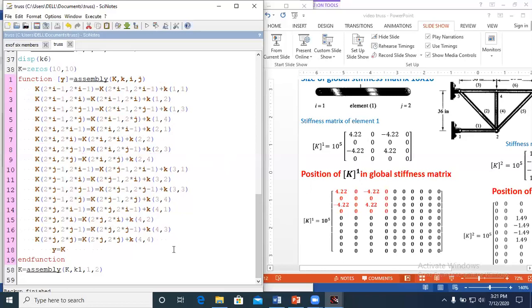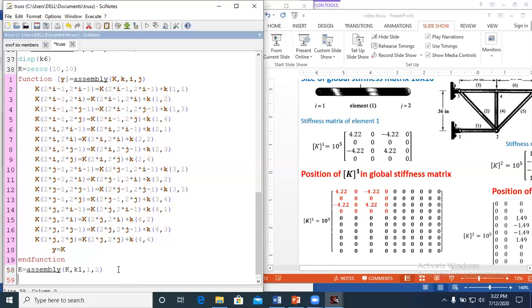When we call this function for k1, the element stiffness matrix of the first element is placed at its appropriate location in the global stiffness matrix. Now the same thing we are repeating for placing all the stiffness matrices at their appropriate locations.